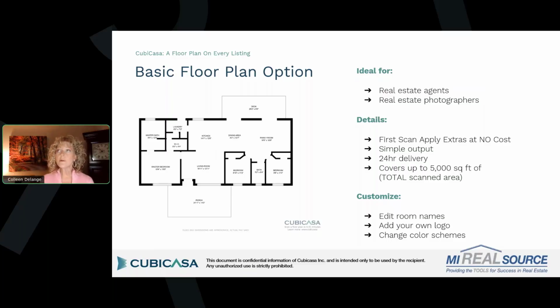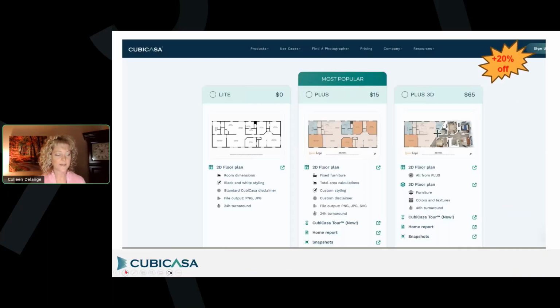Now, it will label everything for you as far as the room names. However, if you want to change that, you can. I always like, again, that human element. I might be looking at it and it might be labeled as a laundry room, but I might want to label that it's a mud room right off the garage and list out some of the amenities. And you can do that. You can change the room names. You can add your own logo. You can add your own color scheme. So you can actually customize it.